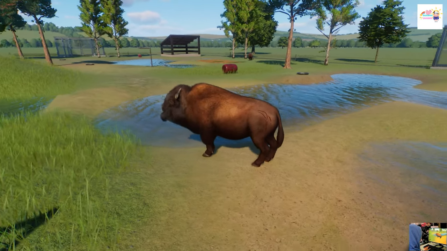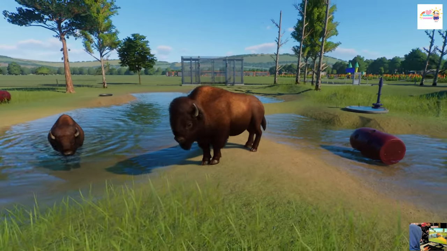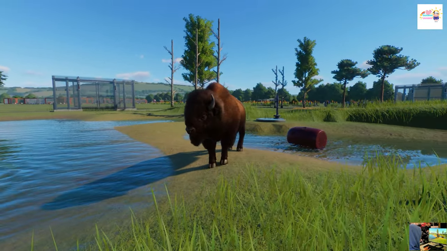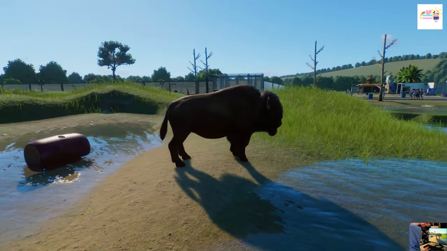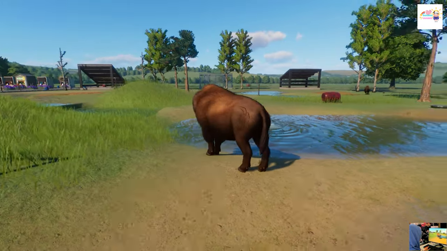Bison have been observed rubbing themselves against strong-smelling trees such as cedar and pine, believed to be a deterrent to biting insects.